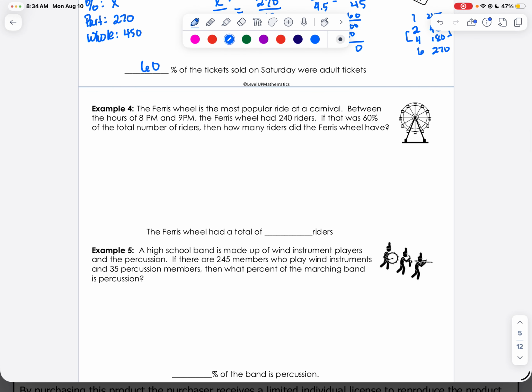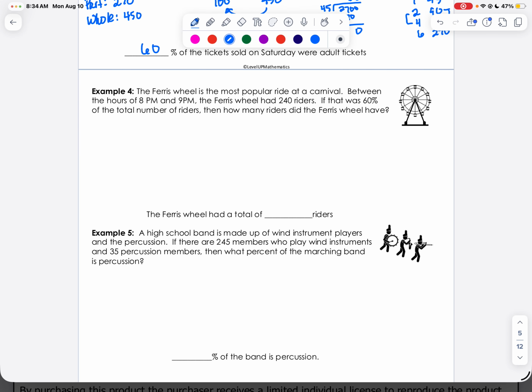All right, example 4. The Ferris wheel is the most popular ride at a carnival. Between the hours of 8 p.m. and 9 p.m., the Ferris wheel had 240 riders. If that was 60% of the total number of riders, then how many riders did the Ferris wheel have? All right, let's identify percent, part, whole. So I know our percent was 60%, and we do not know the total number of riders. So the whole is our unknown, or x, and our part was 240.